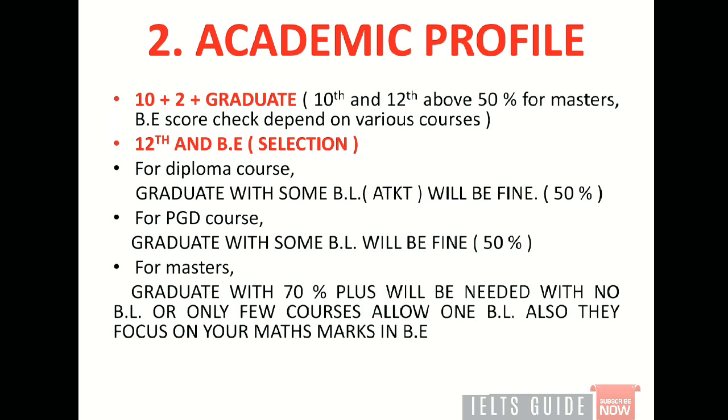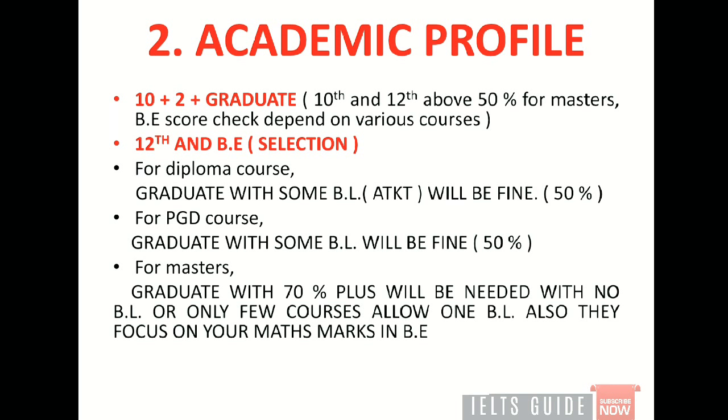In the case of post-graduation courses, a graduate with some backlog will be fine, but 50% is required. Yet in this case also there are some courses that will accept you if you have less than 50%. But it will depend completely upon the rank and reputation of the college as well as the courses they offer. And for masters candidates, a graduate with 70% plus will be needed with no backlog or only one backlog in some courses.